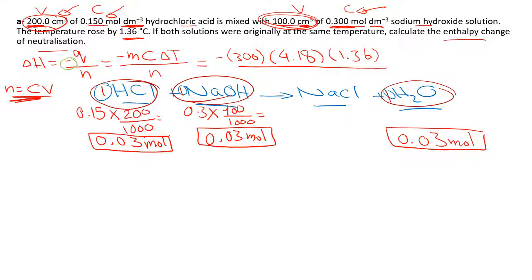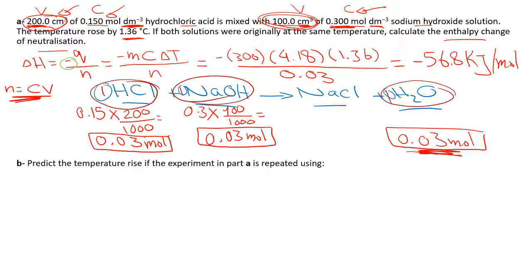What about N for the water? We just calculate it, so it's 0.03. So this will equal minus 56.8 kilojoule per mole. Okay, so let's move to the next part of the problem.